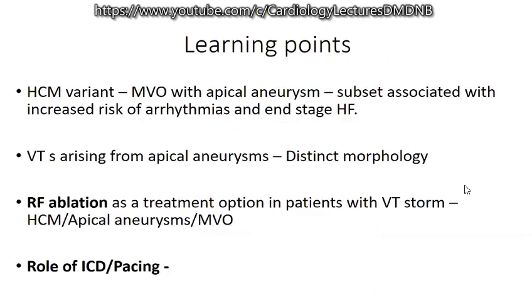The learning points from this particular patient are to highlight the importance of the HCM variant where midventricular obstruction and apical aneurysm represent a substrate with high risk of arrhythmias and end-stage heart failure, especially because the aneurysm results in systolic heart failure. VTs arising from this subset of patients are usually from the apical aneurysm and scar-related reentry, and they can be identified by a distinct morphology pattern on the 12-lead ECG. And when medical therapy fails, RF ablation can be a safe and effective treatment modality in such patients.